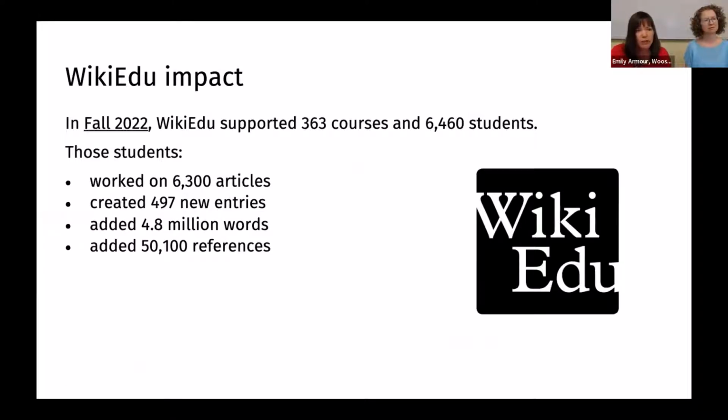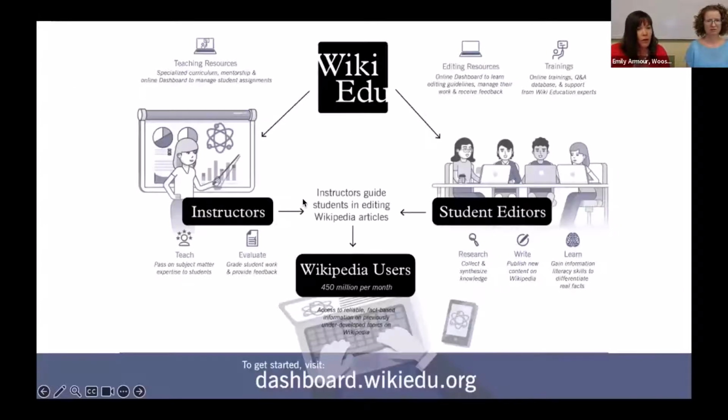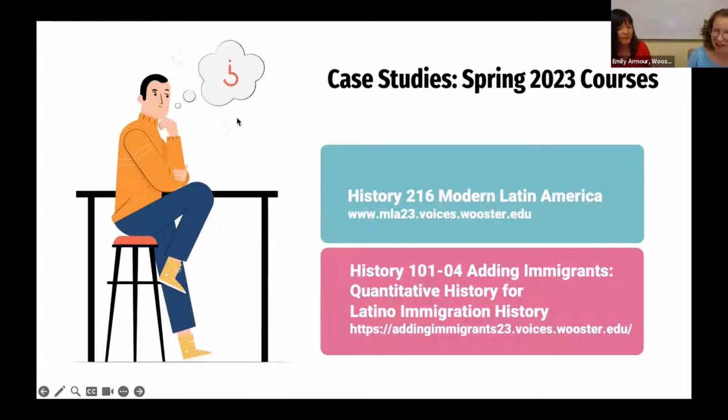So just to close up on WikiEDU, just in fall of 2022, they supported 363 courses and 6,400 students. And you can see the articles, the new entries, the words, and then 50,000 references. So this is where college students are really helping the content. So this is a little graphic of WikiEDU, and I've talked about a couple of things in the right-hand corner, but now we're going to turn it over to Katie to talk a little bit more about the student editors. All right. And again, thank you for setting that up.